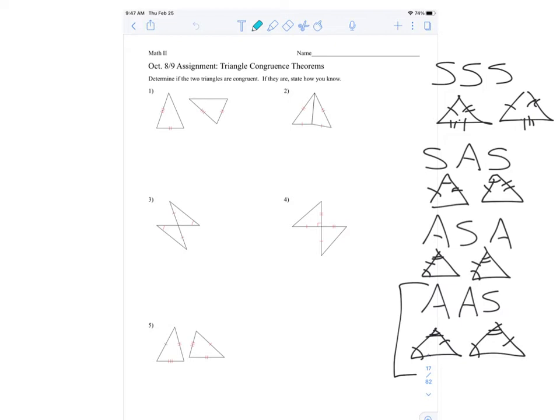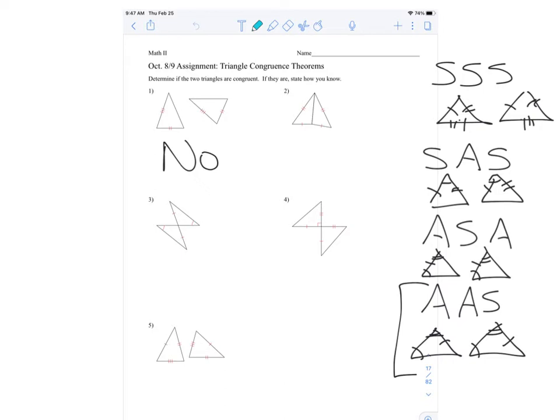So if we look at these triangles here, this first set of triangles, all we have for information is 2 of the sides being congruent. Now, if we wanted to say that these 2 triangles were congruent, we couldn't, because we would either need a 3rd side or an angle. So there's not enough information here to show that these triangles are congruent.